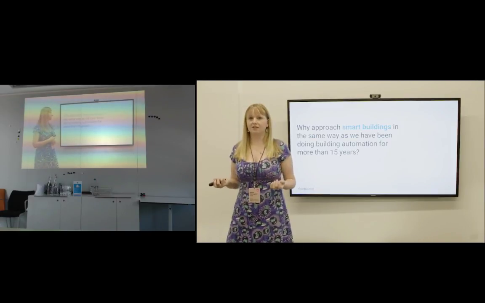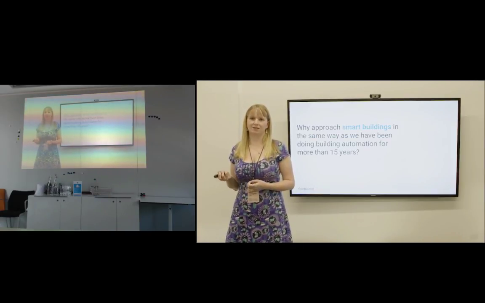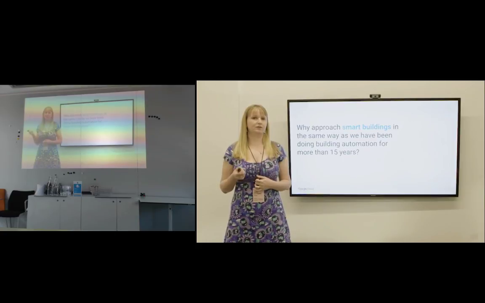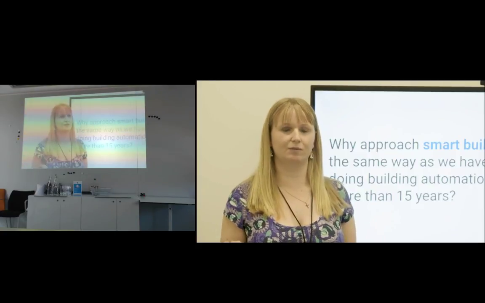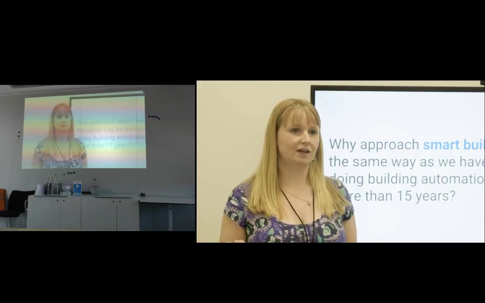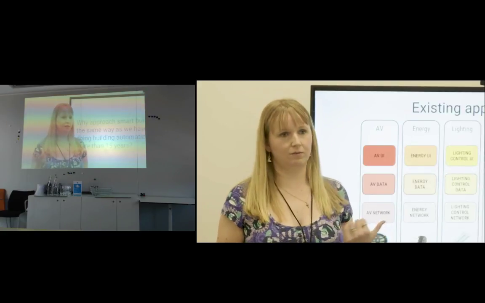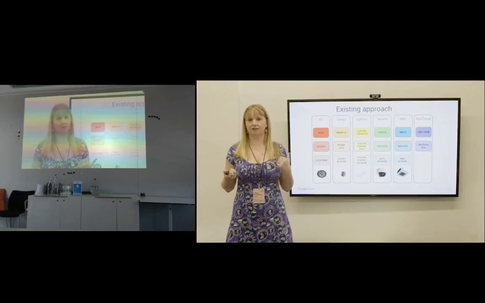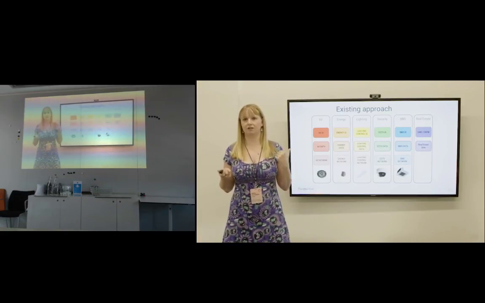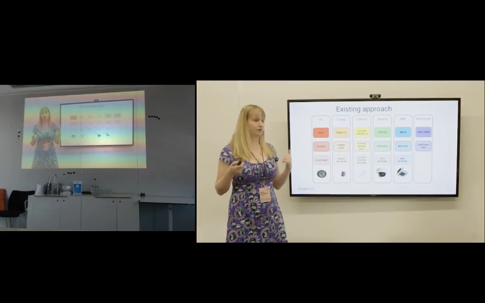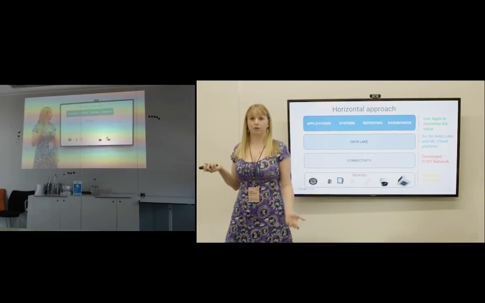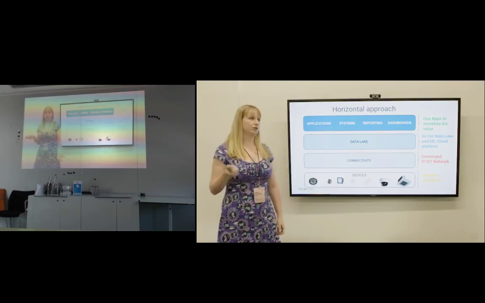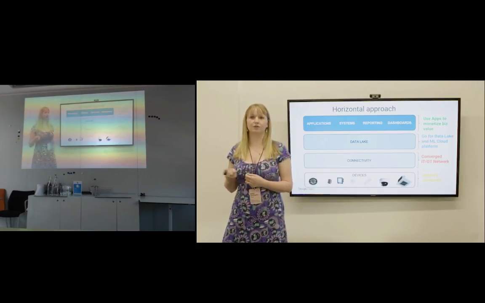So I keep asking myself, why are we approaching smart buildings in the same way we've been doing building automation for the last 15 years? Which is this: basically, all the different systems designed in isolation, designed in silos and separated with different infrastructure, user interfaces and data. So what I wanted to propose today is, should we not be approaching buildings horizontally rather than vertically?